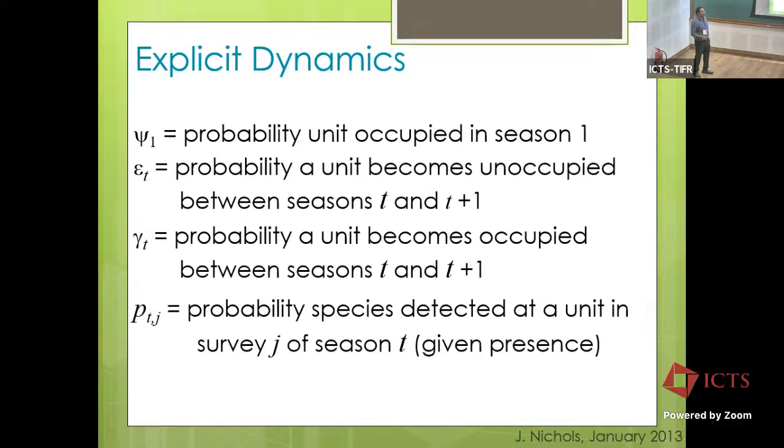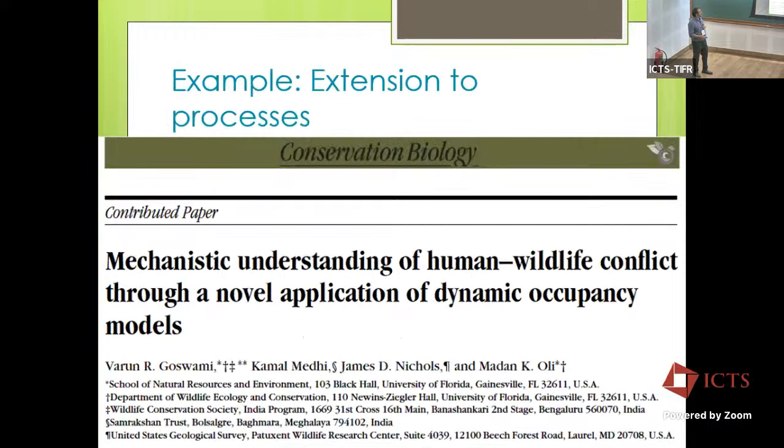But basically, using that, you can estimate your psi, but also your probability of local extinction, probability of colonization, and then you have your detection probability. This is referred to as a multi-season occupancy model, because then you can look at it over time and look at the dynamics.